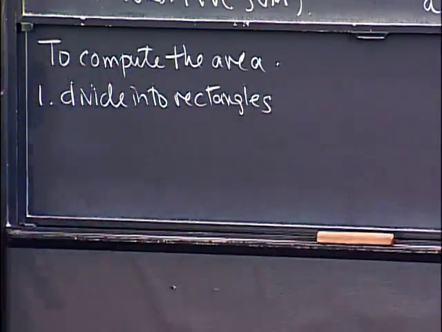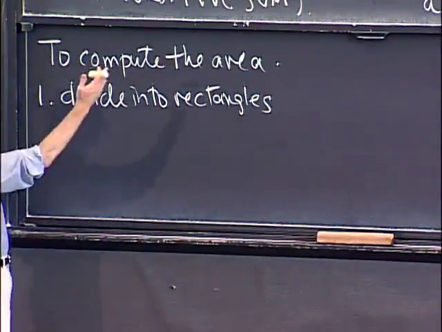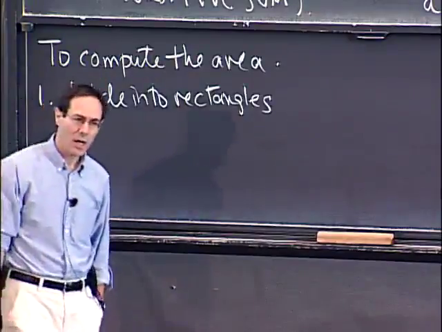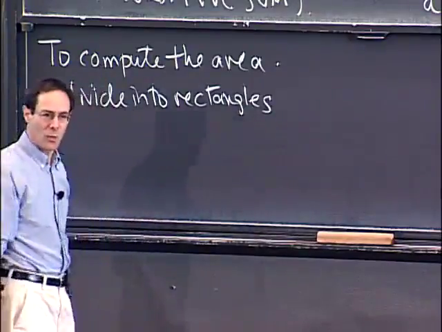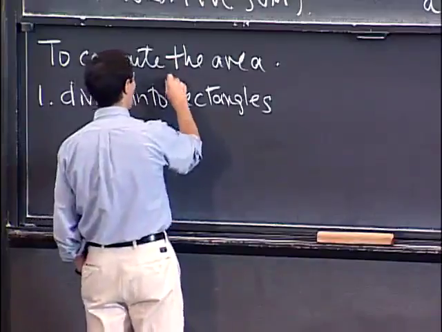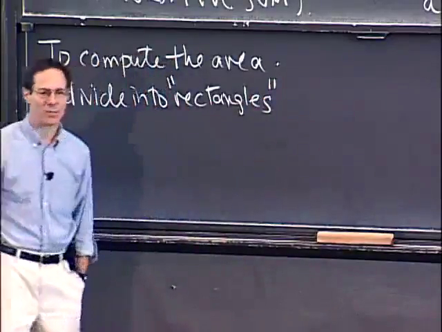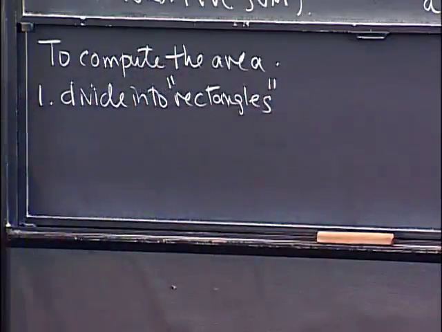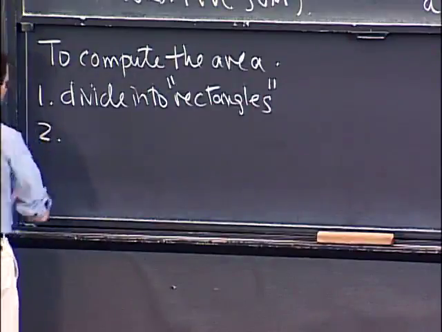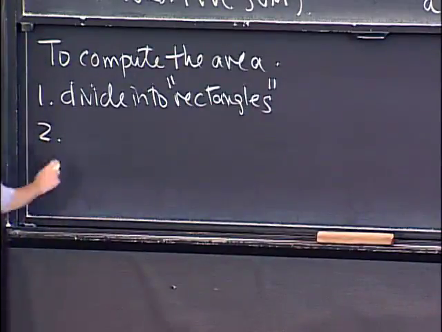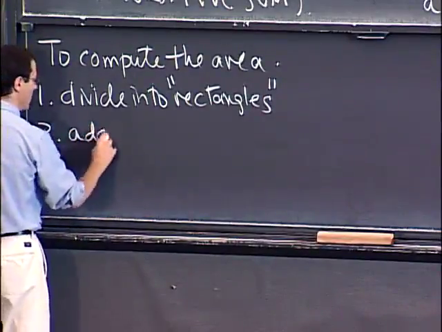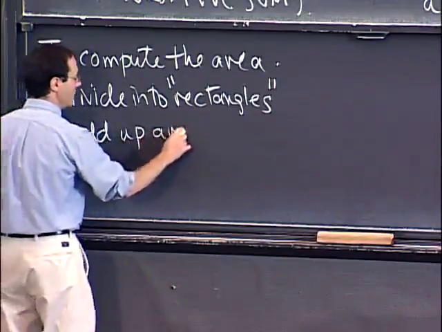And unfortunately, because it's impossible to divide a curvy region into rectangles, we're going to cheat. So they're only quote-unquote rectangles. They're almost rectangles. And the second thing we're going to do is to add up the areas.